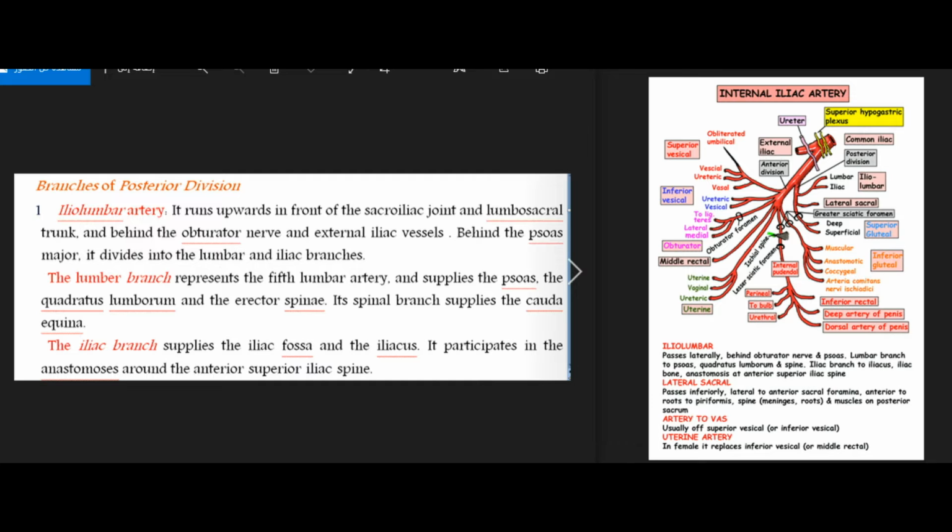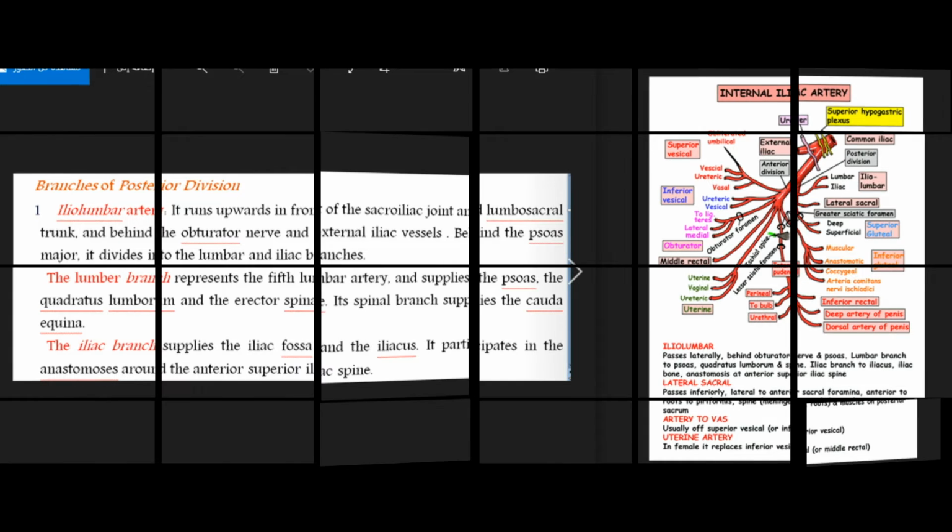1. Iliolumbar artery. It runs upwards in front of the sacroiliac joint and lumbosacral trunk, and behind the obturator nerve and external iliac vessels. Behind the psoas major, it divides into the lumbar and iliac branches. The lumbar branch represents the fifth lumbar artery, and supplies the psoas, the quadratus lumborum and the erector spinae. Its spinal branch supplies the cauda equina. The iliac branch supplies the iliac fossa and the iliacus. It participates in the anastomosis around the anterior superior iliac spine.